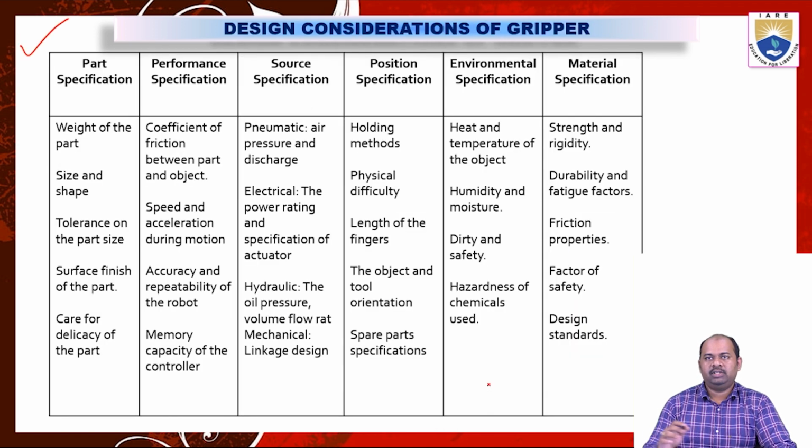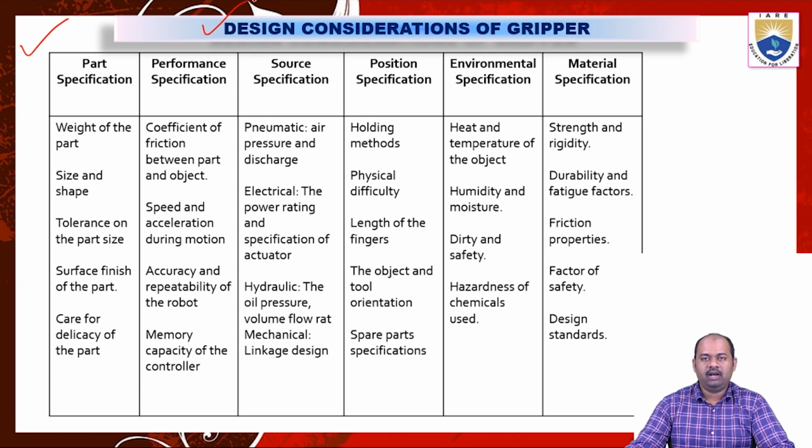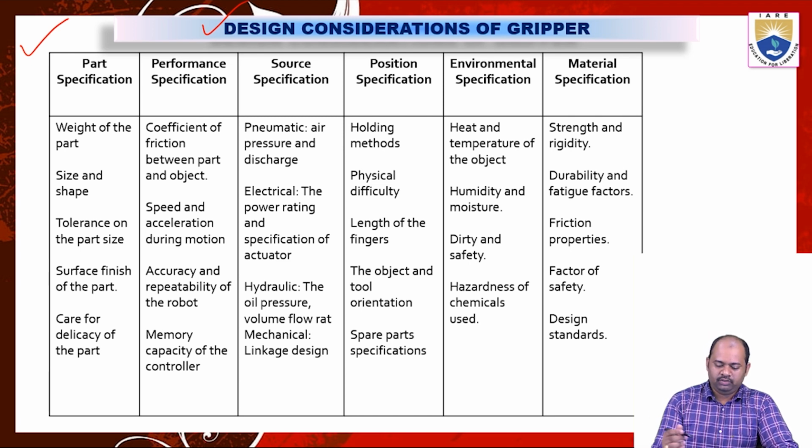So we have some considerations. While designing a gripper, we should have some considerations before designing it. So let us see what are the different considerations we should keep in mind while designing a gripper. The first one is part specification. When we are calculating the design and the dimensions of the gripper, we should keep in mind all these points. Part specifications should be kept in mind.